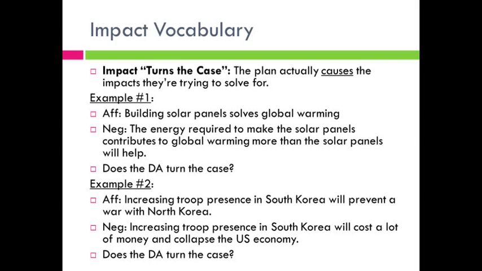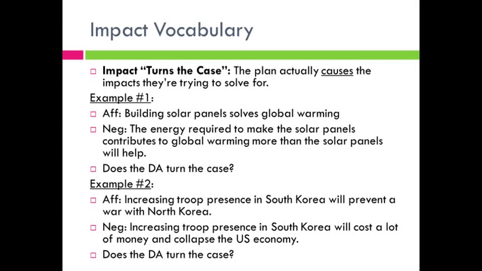In other words, is the neg saying the plan causes the impacts they're trying to solve for? In this case, yes. They're saying that building solar panels actually causes warming, when the AF says that building solar panels solves warming. Okay? Here's another example. The AF says increasing troop presence in South Korea will prevent a war with North Korea. The neg says increasing troop presence in South Korea will cost a lot of money and collapse the U.S. economy. So does the Disad turn the case?